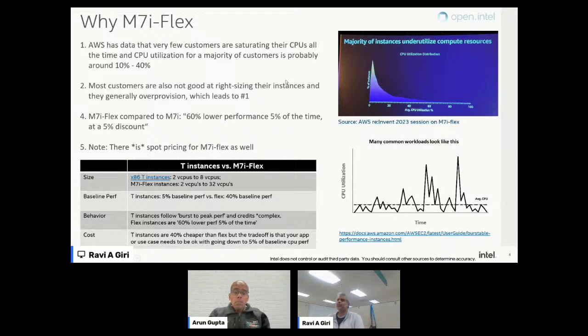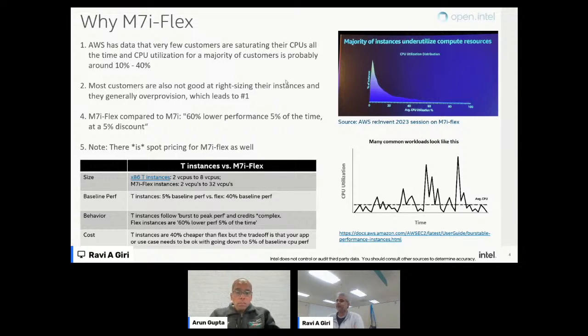And there was previously a burstable instance type that is still around, the T instance types. If you compare the T instances to the Flex, there's a few differences. The T instances are only available in 2 vCPU to 8 vCPU sizes. This goes up to 32. The T instances actually only had a 5% baseline perf, meaning you could drop 95% of the performance. Here, you don't drop below 40%.